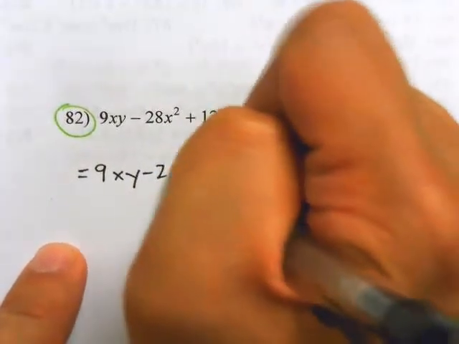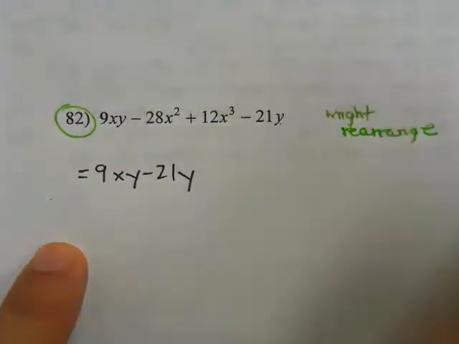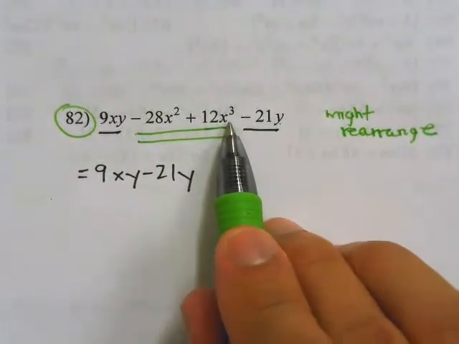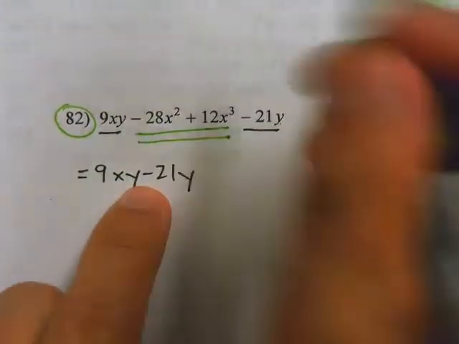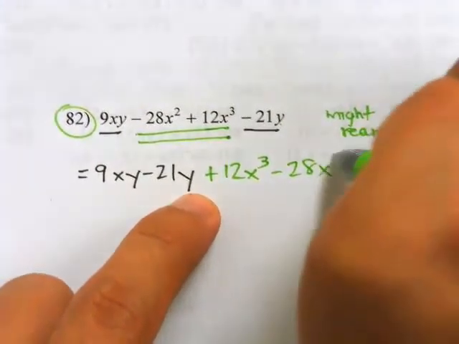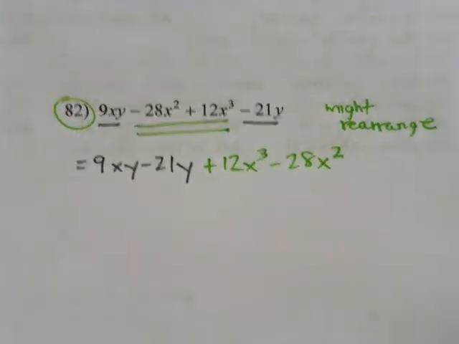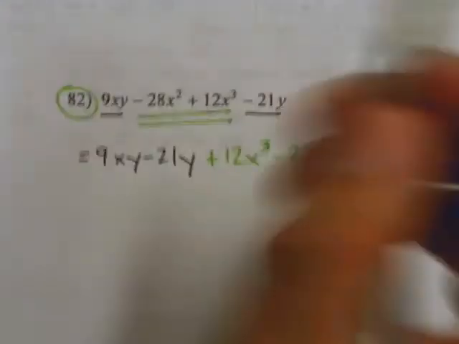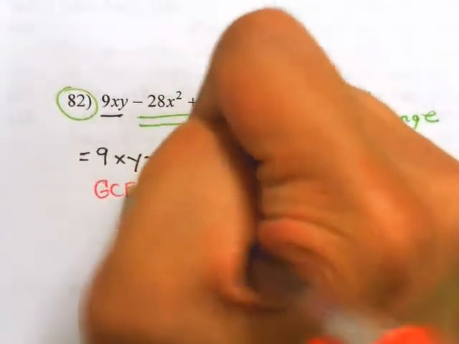9xy minus 21y. So I'm going to rearrange them, put these two together, and then these two I'm going to put together. And then, since I'm seeing the x cubed a little bit higher in degree, I'm going to put the 12x cubed first and then the minus 28x squared. I actually don't know if this is correct, so I'm just going to see if this works out. I hope so. If it doesn't work out, then the video is just going to be longer.